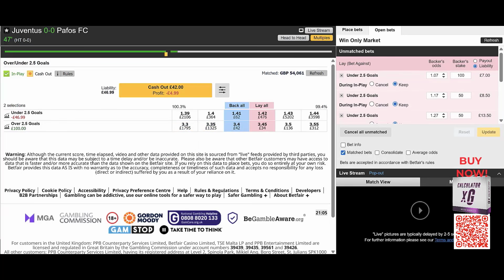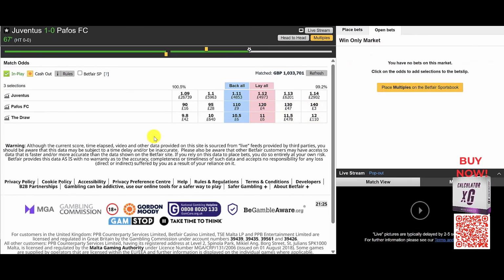Let's see what happens. 0-0 at half time. 67 minutes on the clock. The inevitable Juventus goal has arrived. So Juventus are leading now 1-0. We did say at half time this should be 1-0 to Juventus, and just didn't like the price on them, so didn't get involved on the match odds market, but could have been a nice trade for some just to back Juventus there. Could have been a very nice simple one.